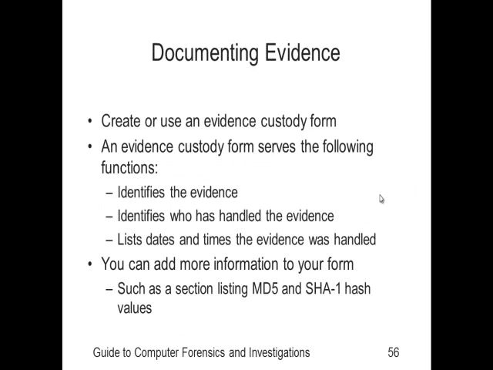Documenting your evidence. To document evidence, you can create or use an evidence custody form. An evidence custody form serves the following functions: identifies the evidence, identifies who has handled the evidence, and lists dates and times the evidence was handled. You can add more information to your form, such as a section listing MD5 or SHA-1 hash values. Include any detailed information you might need to reference. Evidence bags also include labels or evidence forms you can use to document your evidence.